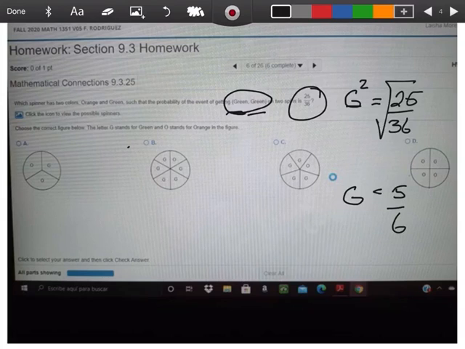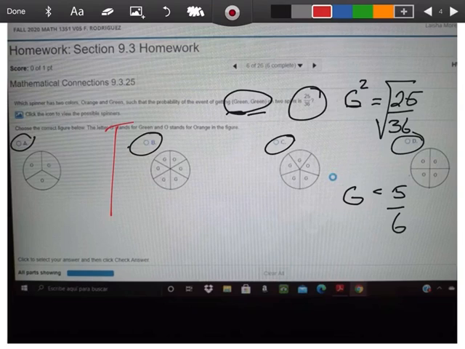And so what I'm going to do now is look at my choices, A, B, C, and D. And I'm going to ask myself, okay, there's four circles there. Which circle is cut up into six pieces? So far, it looks like B is cut up into six pieces.